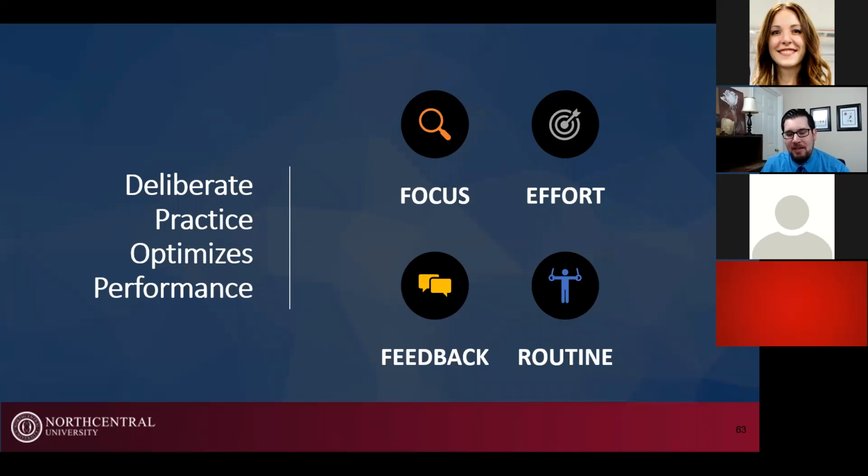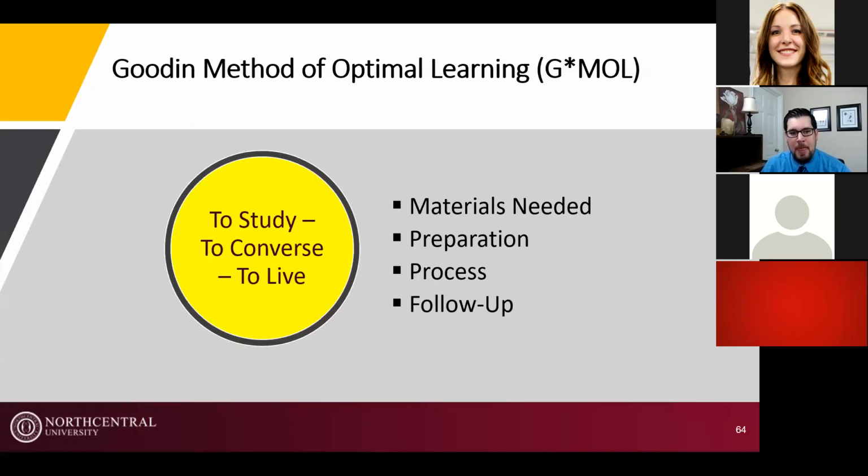We need rest. Now, I'm going to recap deliberate practice, 4 main items. We need focus. We need to be effortful. We need to get feedback on how we're doing and adjust. And we need a routine for doing all of our learning. The Goodin method of optimal learning, or GMAL that I'm calling it for now, has implications for study, for socializing, and I think for life, and many aspects of formal and informal performance and interaction. I'll talk about materials needed, preparation process, and follow-up.